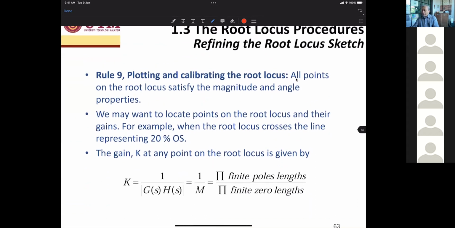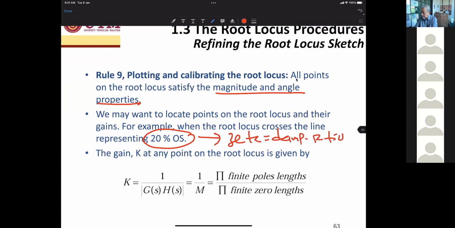Plotting and calibrating the root locus. All points on the root locus satisfy the magnitude and angle properties. We may want to locate points on the root locus and their gains, for example, when the root locus crosses the line representing 20% overshoot. When given the overshoot, using a formula or graph, you will get the zeta, or damping ratio.